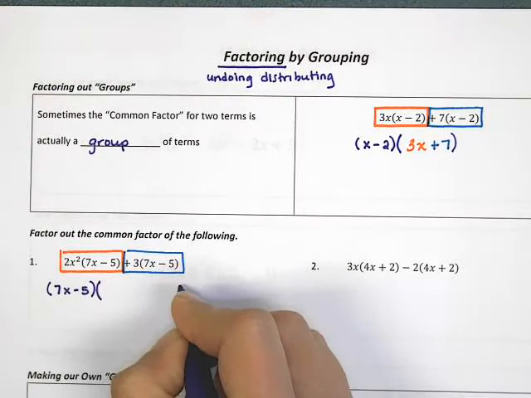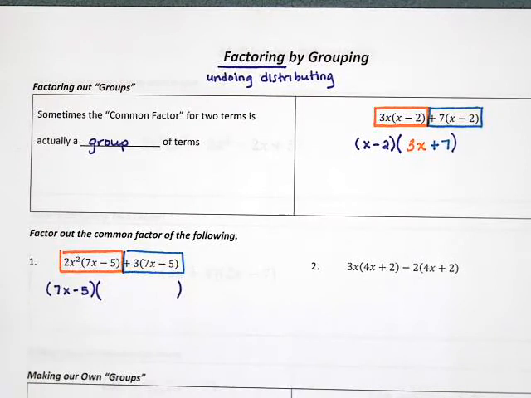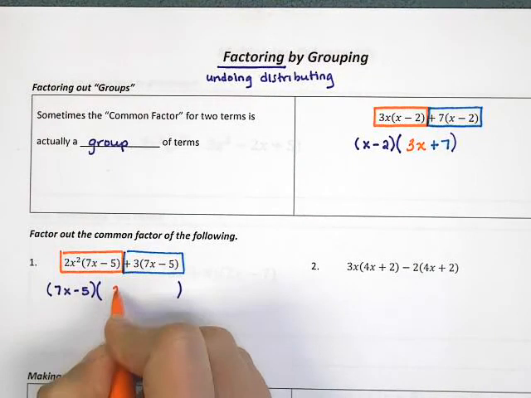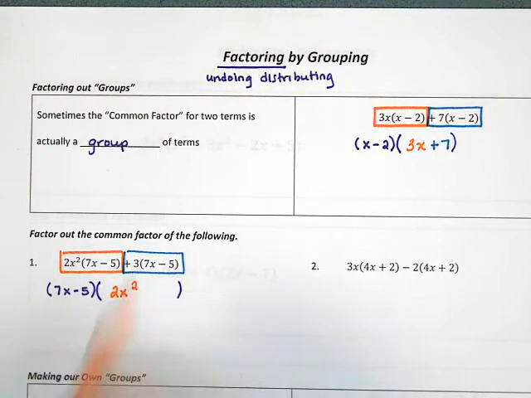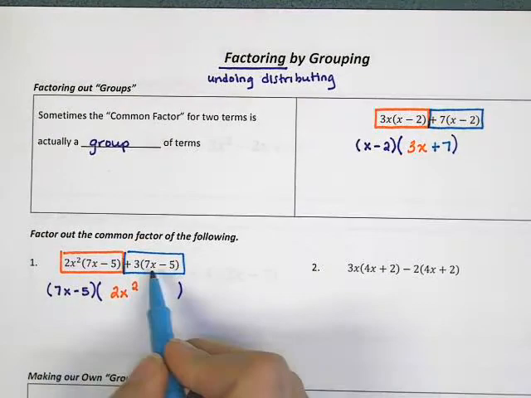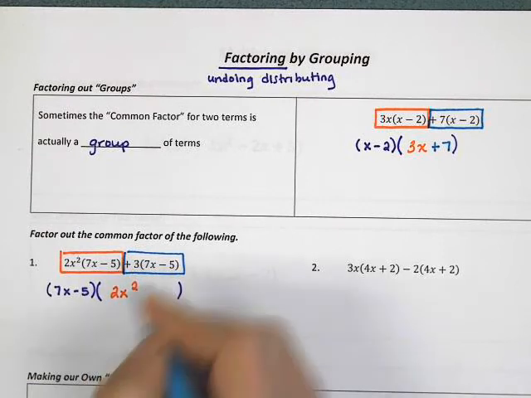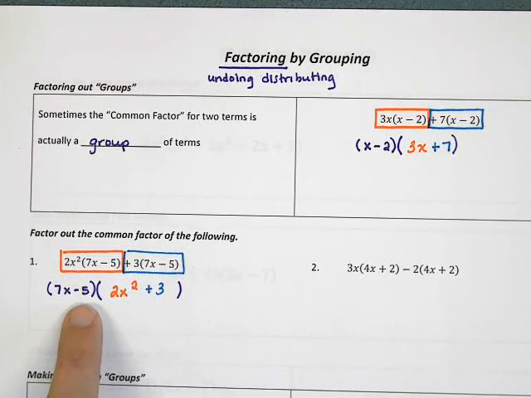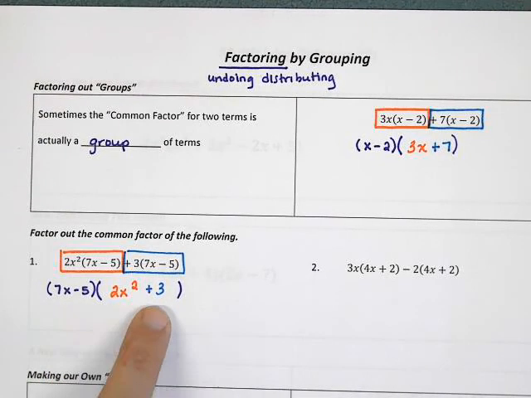And now I need to figure out what's left. Well, if I take the 7x minus 5 out from the first term, all that's left is 2x squared. And if I take the 7x minus 5 out from the second term, all that's left is a positive 3. So my final answer would be 7x minus 5 parentheses 2x squared plus 3. Let's try one more example.